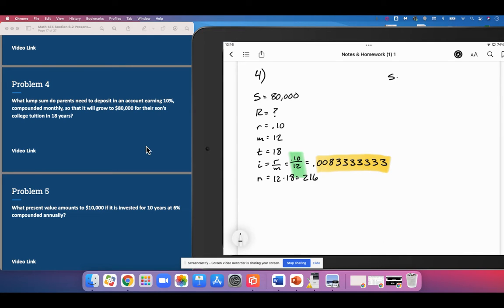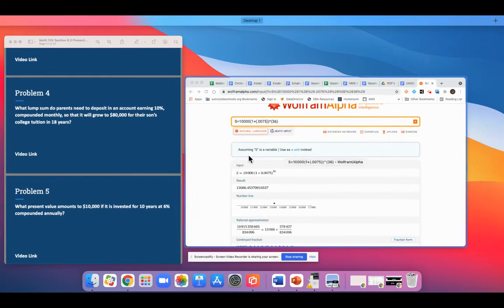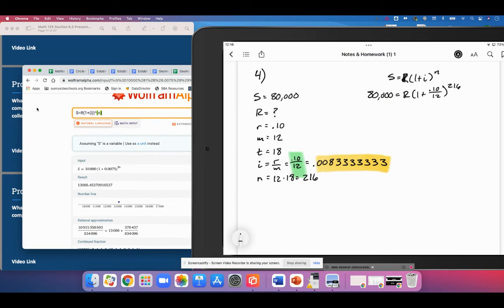And so again, what's going in Wolfram is S is equal to R times 1 plus I to the power of N. So S is equal to 80, no, we're not depositing $80,000. We are trying to get $80,000. So 80,000 is equal to R, which is what we are looking for, times 1 plus I, which is 0.10 over 12, to the power of N, which is 216. So that's what I've got to get into Wolfram, everyone.